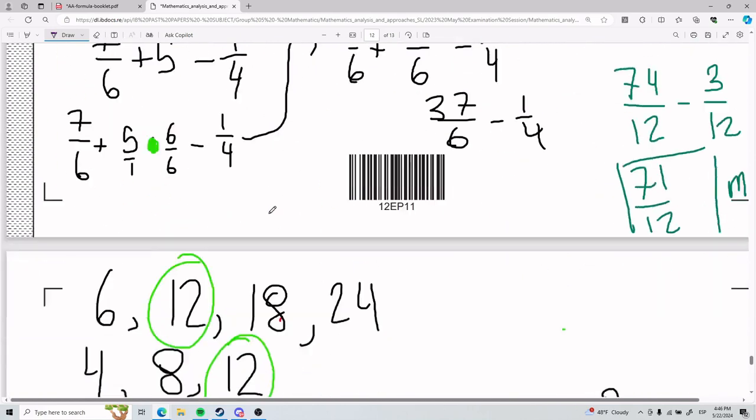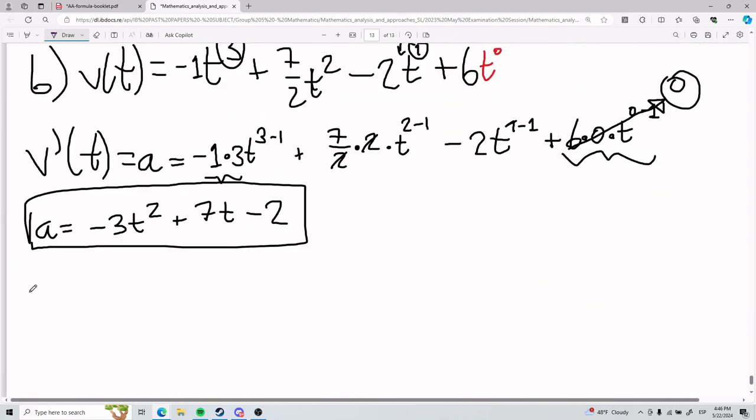And for part C, you can take your acceleration formula from here and set it equal to 0. And so a equals 0 is going to give you -3t squared plus 7t minus 2 equals 0. And so from here, you need to find a way to solve for it. Now, technically, you have two approaches.